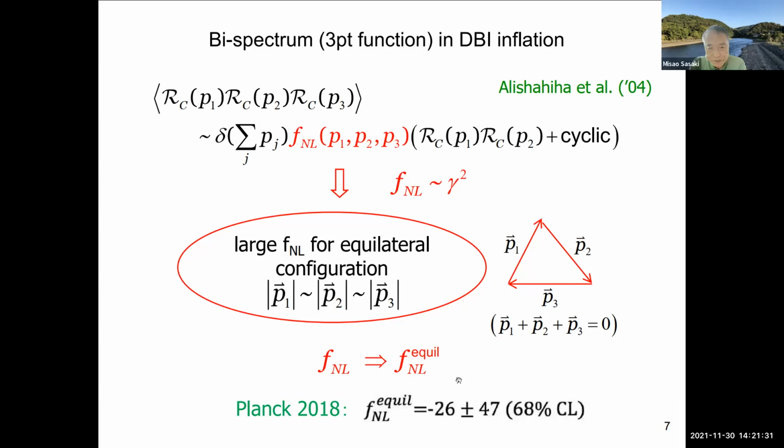Maybe you shouldn't say small, but anyway, it is fairly constrained, and of course it is consistent with zero. But if this is observed in some future, hopefully near future, then, by the way, in the standard single-field slow-roll inflation case, essentially this equilateral non-Gaussianity is zero. So if you see any non-vanishing equilateral non-Gaussianity, it means some highly non-trivial model, theory or Lagrangian was playing a role inside inflation.